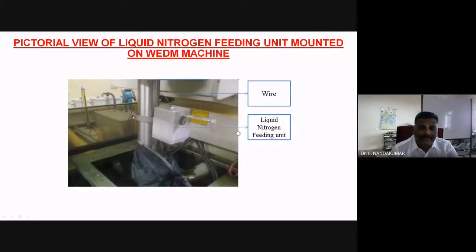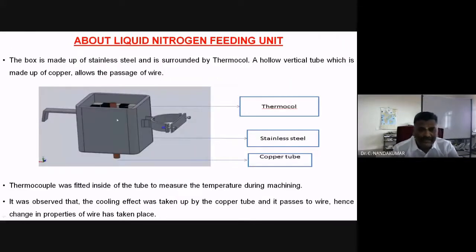We fix it on the bar and pour with the help of the compressor, then close this. For each and every piece, we have to fill this 150 ml of liquid nitrogen with the help of skilled people. This is the setup: inside is the insulation, that is thermocol, then the stainless steel, and the copper tube. It is a pictorial diagram of what we used in the machining operations.